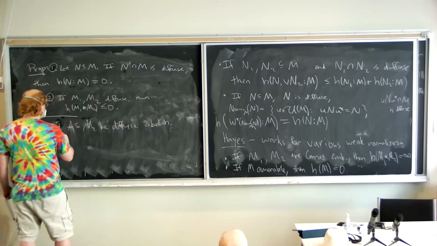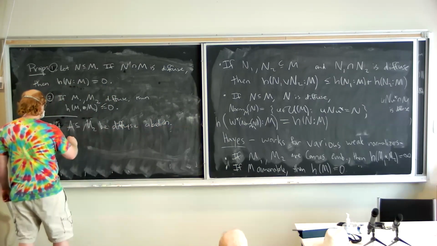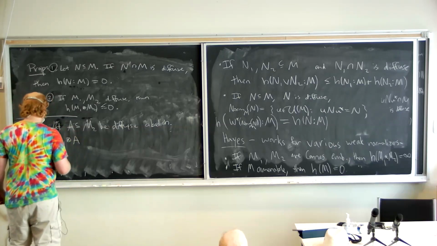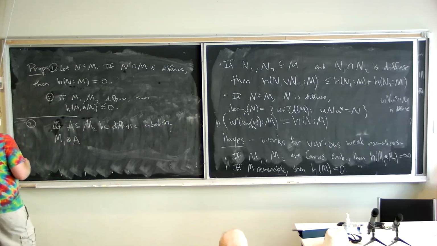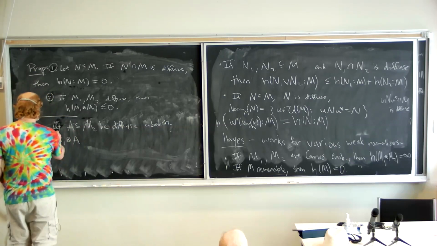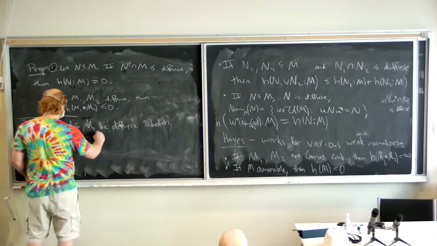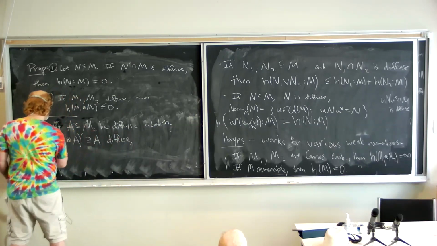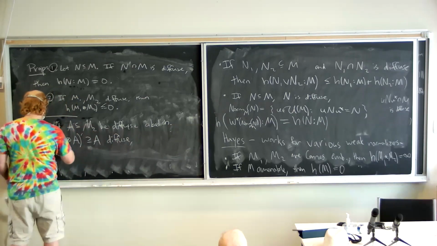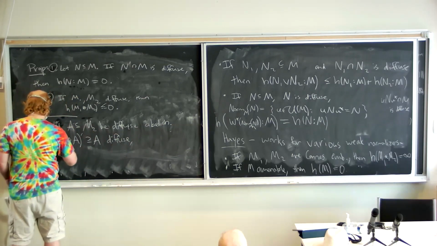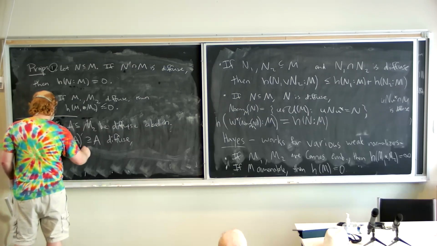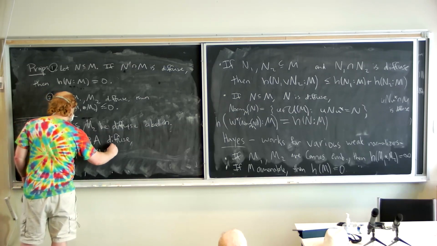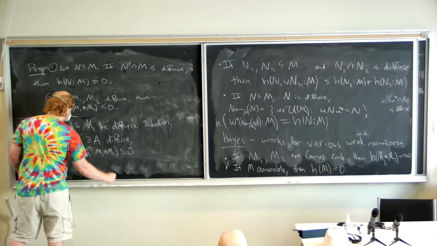So then if you consider M1 tensor A, the commutant of this contains A, and so it's diffuse. So H of M1 tensor A inside M1 tensor M2 is less than or equal to 0.